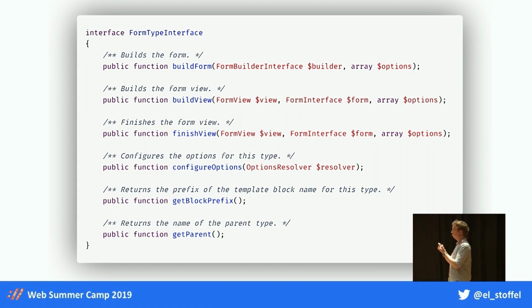And there's always a get block prefix, which is more about the view layer, and we'll skip that, but the get parent one is important. Form types can inherit another form type, but we don't do it by extending the PHP class, but using the get parent method to tell the form component explicitly, I'm a child of the text type, for example.